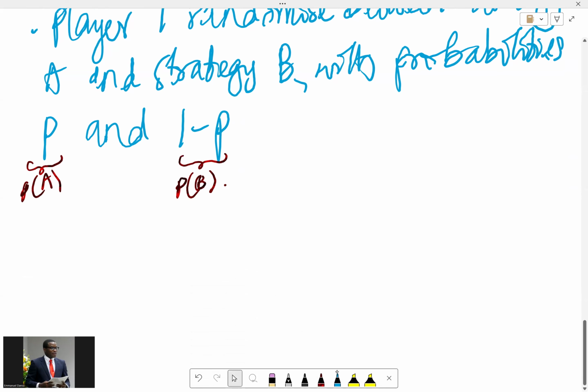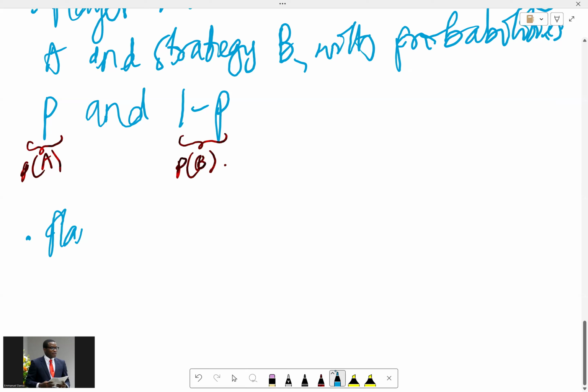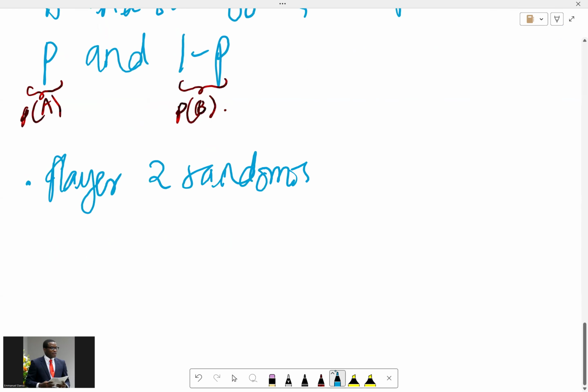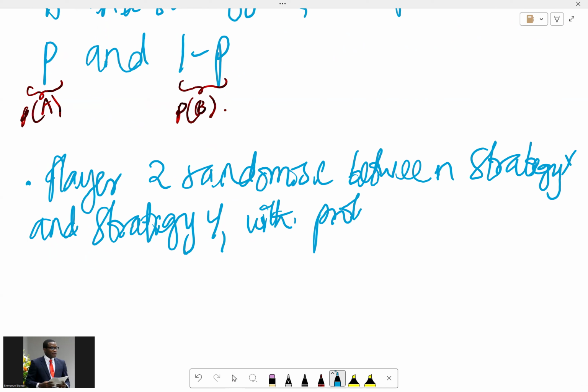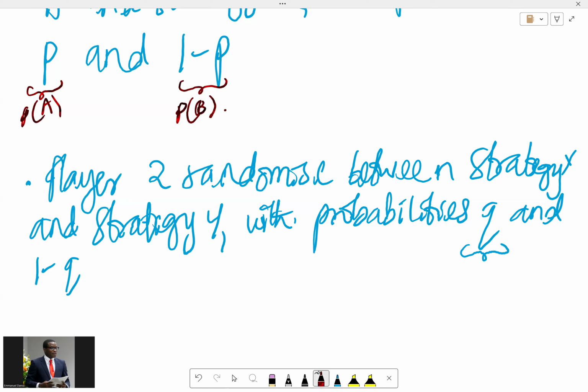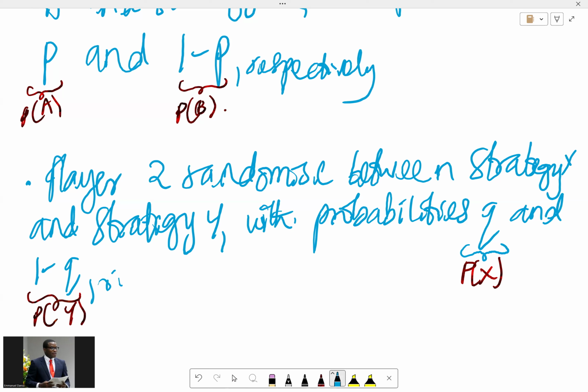Player two has something similar. Let player two randomize between strategy X and strategy Y with probabilities Q and 1 minus Q. That means Q is the probability of using strategy X, and 1 minus Q is the probability of using strategy Y, respectively, just like here.